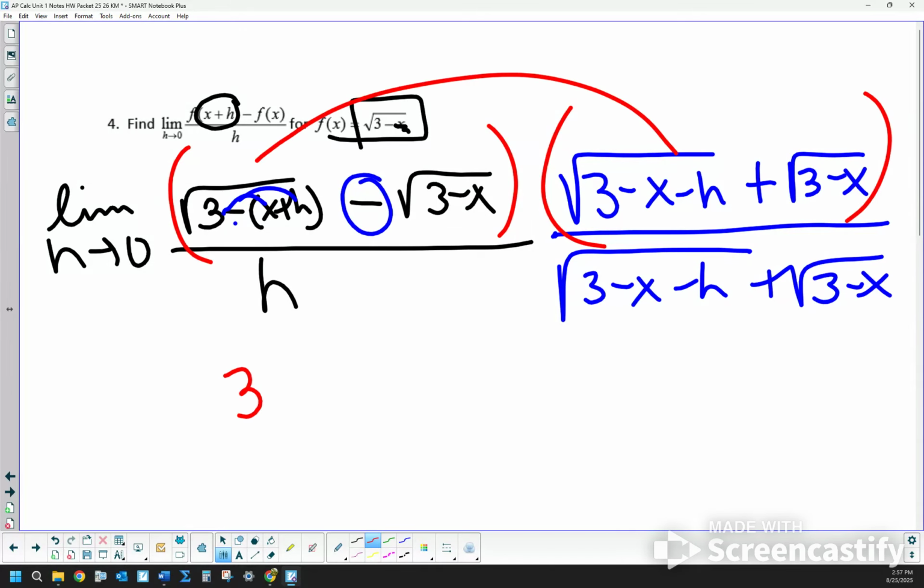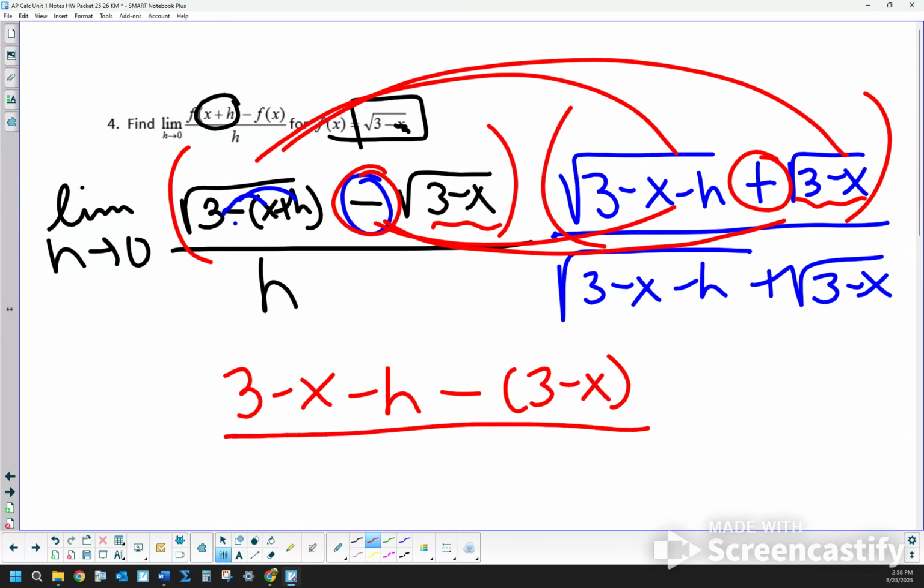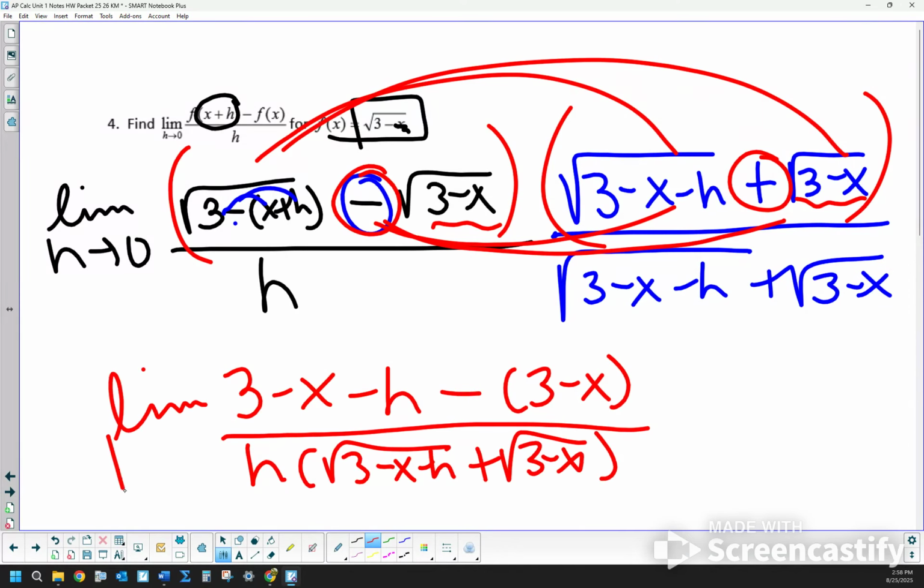So that radical is going to become 3 minus x minus h. This is a plus and minus the same thing, so 0. And then this is a positive times a negative, so negative. And then the square root times square root is just 3 minus x. And then this whole thing. This is a lot of writing here. And then don't forget the limit as h approaches 0.